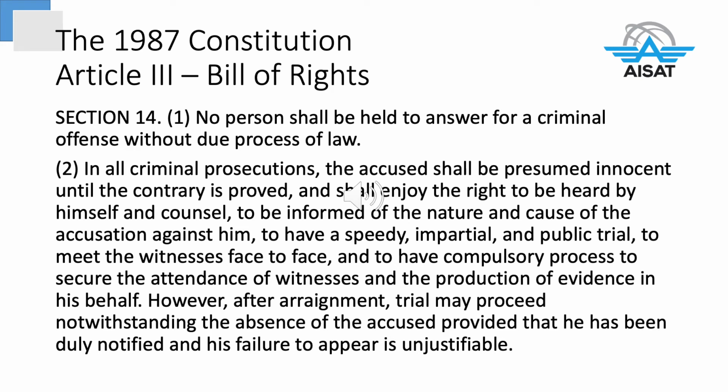Now, when you say due process of law, it means that that person should be able to answer. What are the charges against him? He should know what the charges against him are. So, when the ATC designates a person as terrorist, this never happens because it's only the ATC acting on their own when they designate a person as a terrorist. And in 2, it says, "In all criminal prosecutions, the accused shall be presumed innocent until the contrary is proved."